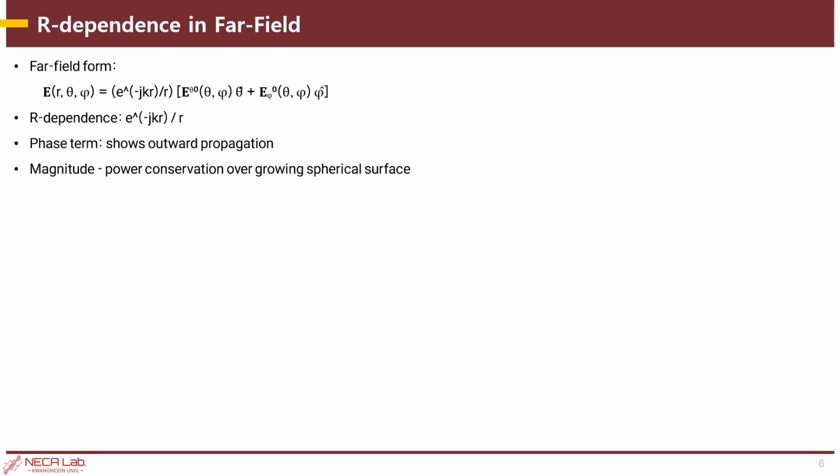Now let's look at how the electric field behaves with respect to distance or R in the far field. The far field electric field has this form from the first equation. There are two important things happening here. First, the e to the power jkr term, that's the phase term. It shows that the wave is propagating outward like a spherical wave. Second, the 1 by r part, that's the magnitude. As the wave spreads out over a bigger and bigger sphere, its strength decreases, which makes sense because the power is being conserved across that growing surface. So overall, this expression tells us how both the direction and strength of the wave change with distance.